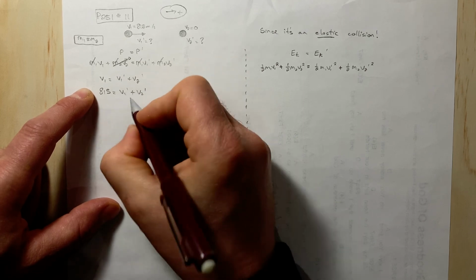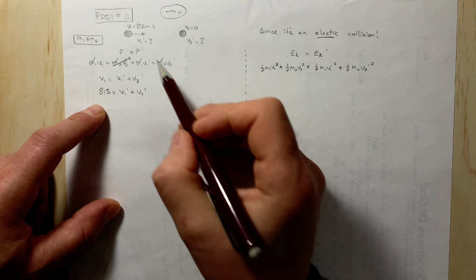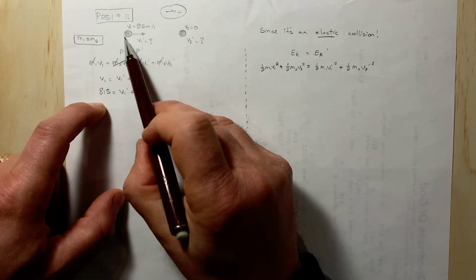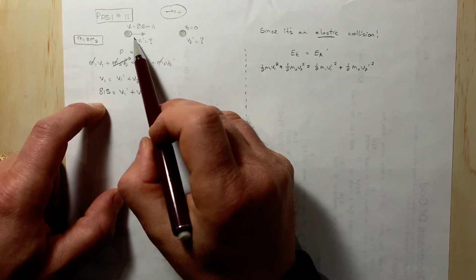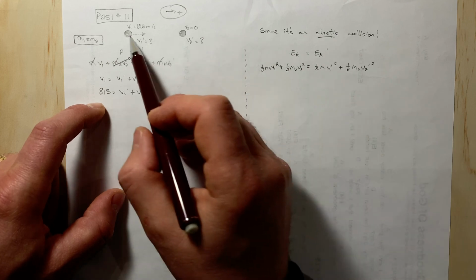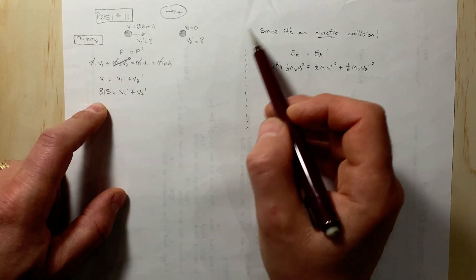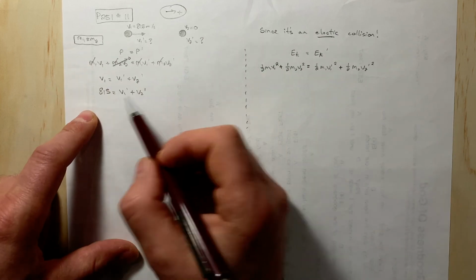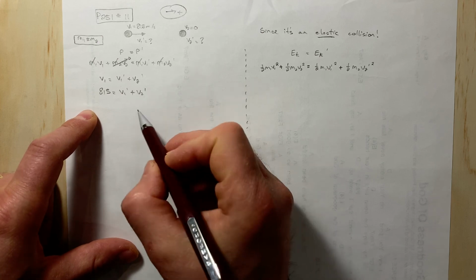Now we could take some guessing here. We might suspect that if this guy hits this guy, maybe this guy comes to rest and this guy moves off, or maybe this guy bounces backwards and this guy moves forwards. We could take some guesses, but we don't need to take any guesses. We're going to work it out.